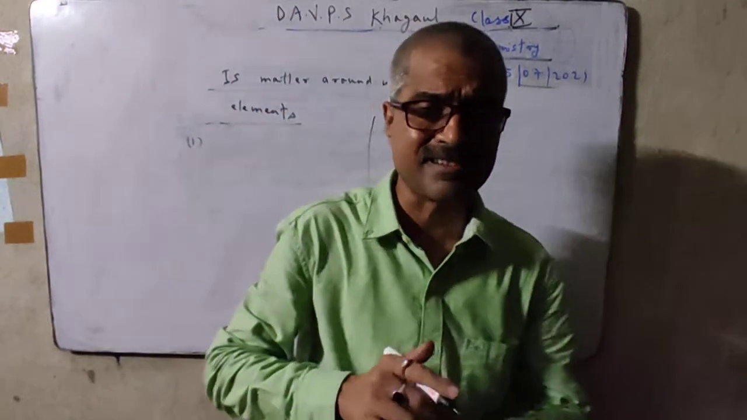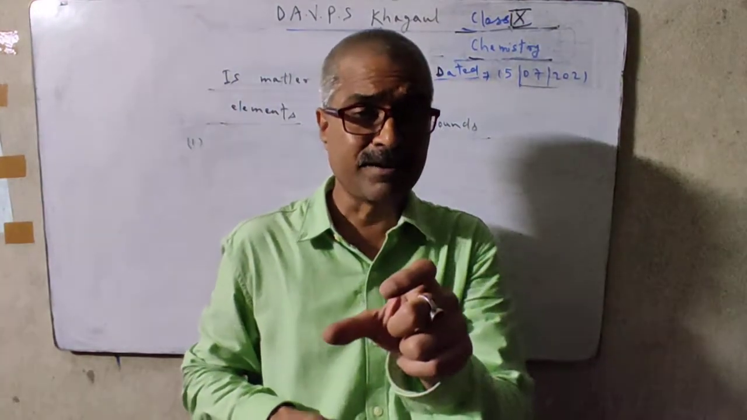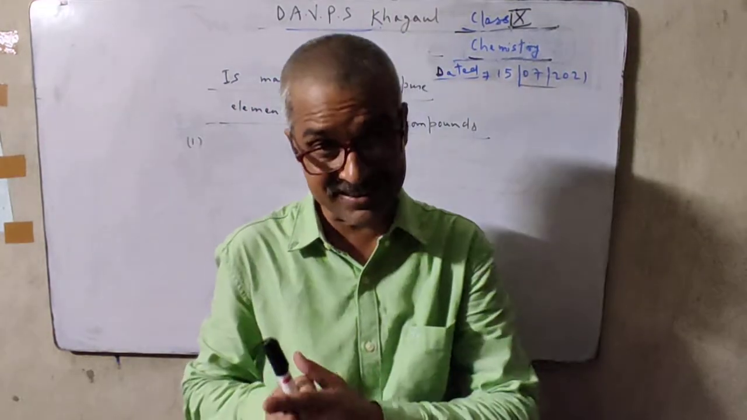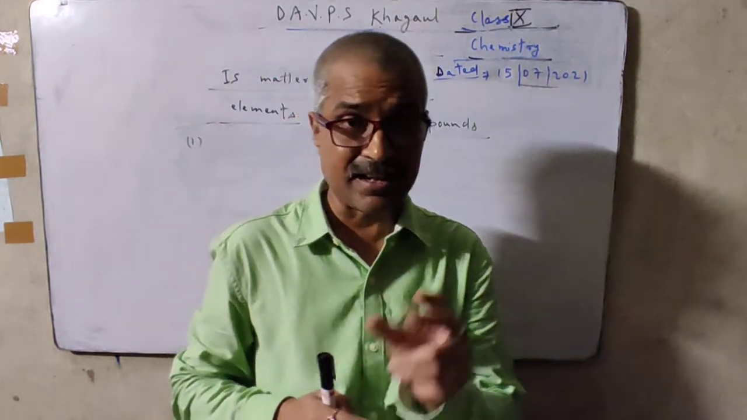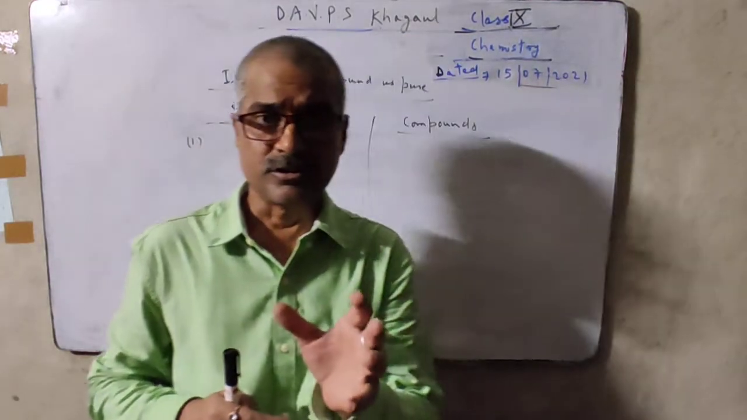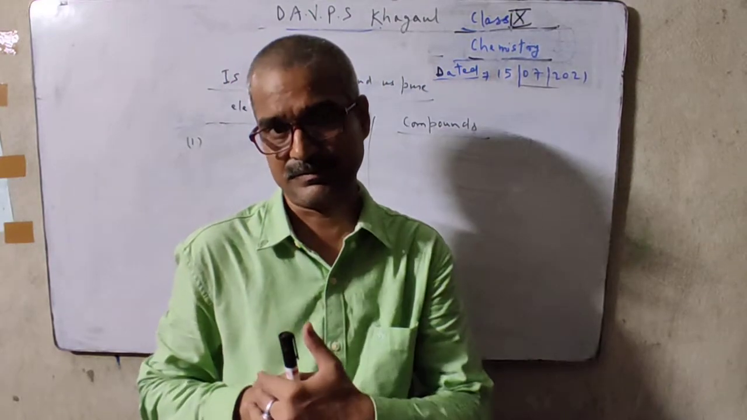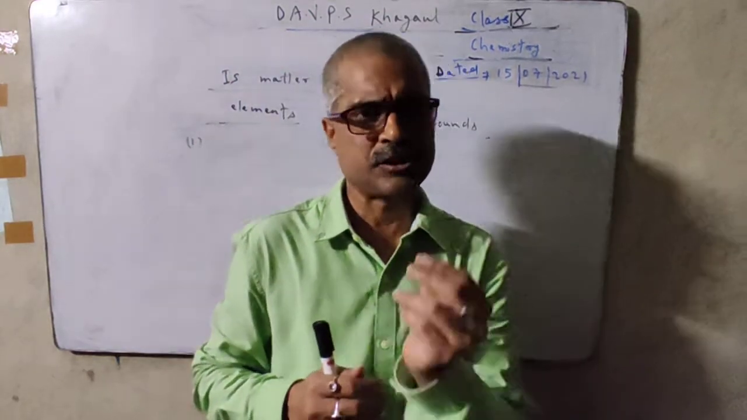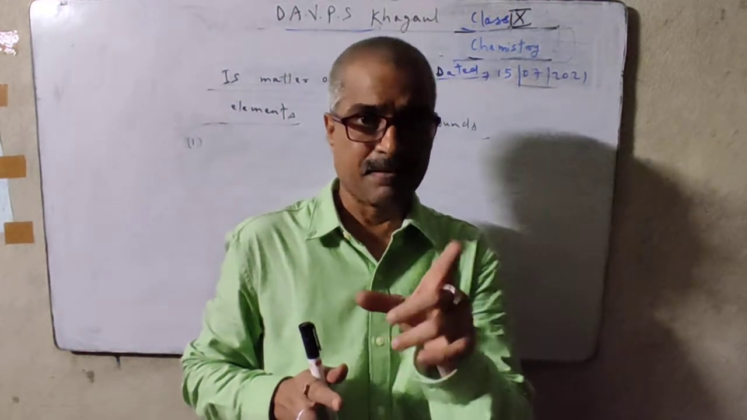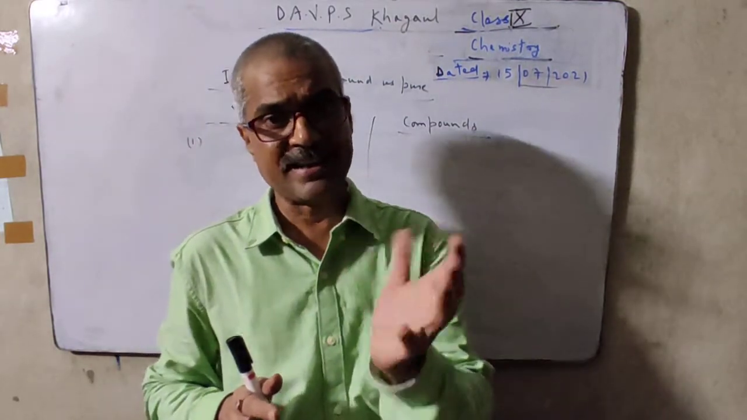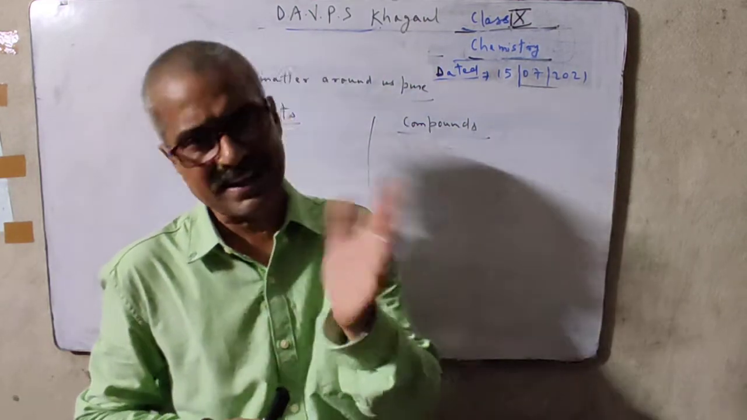Elements are pure substances, compounds are also pure substances, but compounds are formed with the help of two or more elements in a fixed ratio by mass. But elements are not formed by any other substance other than the atom of one kind. Maybe compounds, the smallest part could be a molecule. But the smallest part of any element is an atom. So that is the main difference.